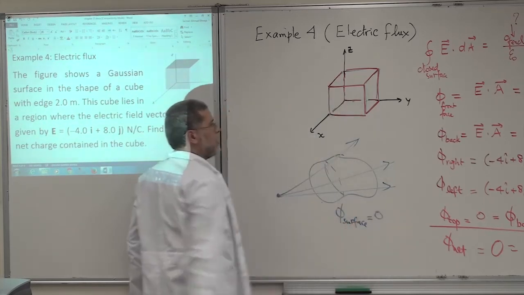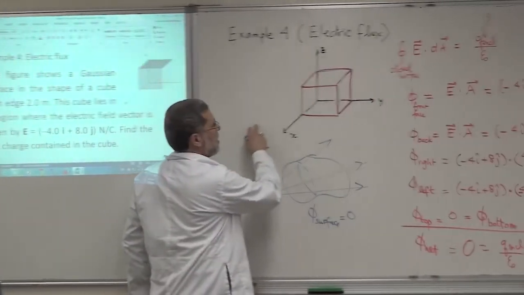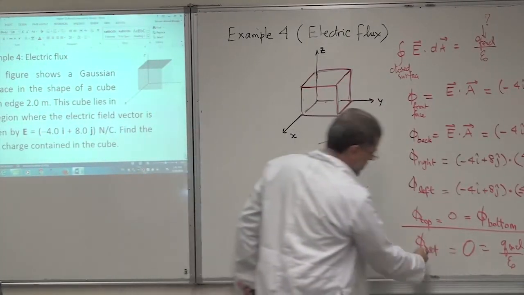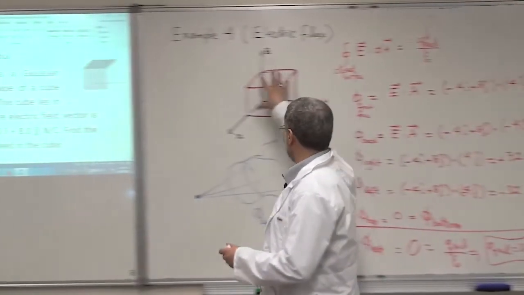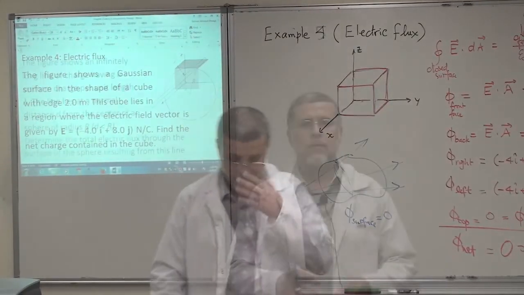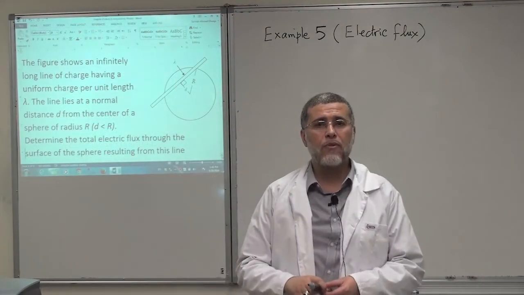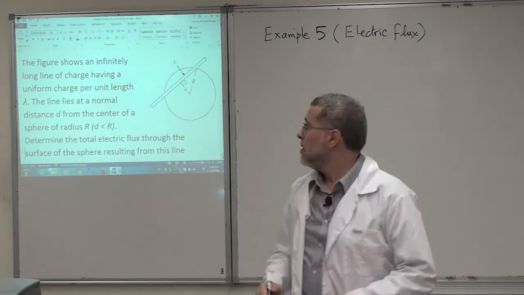This is the same problem here. This electric field is actually created by a charge which is outside. So the net flux is 0, and there is no charge enclosed in this cubical Gaussian surface. Okay, this is example number 5 related to electric flux.